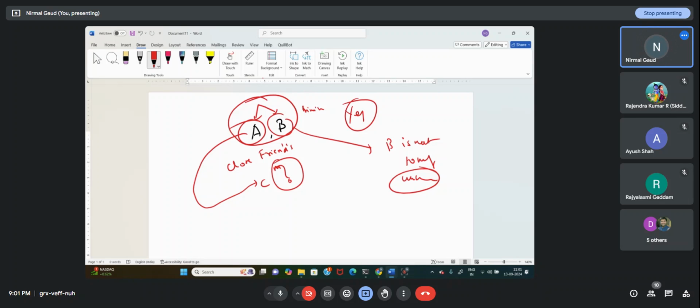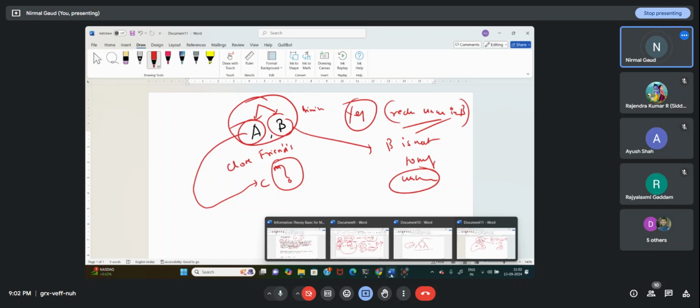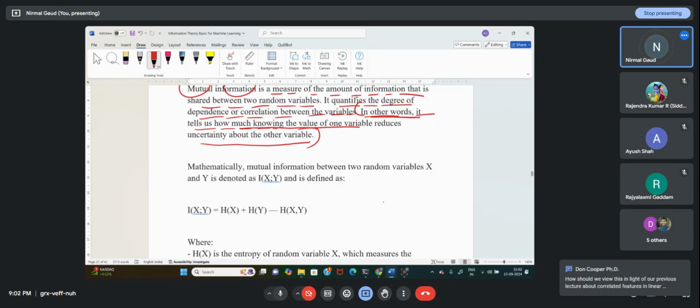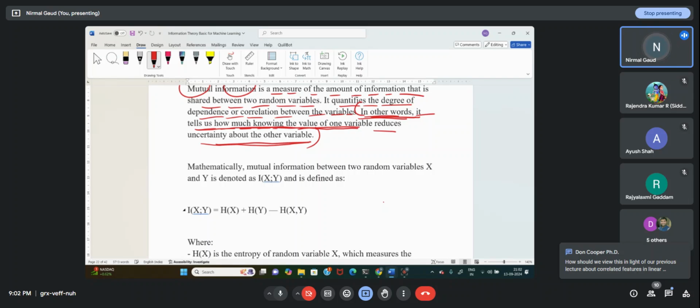So knowing A will reduce uncertainty in B. Why? Because I'm not totally blank about B. I know about A, so at least I can have some thought about B: what could this person be like? So this will reduce uncertainty in B somehow. To some extent, it will reduce. That's what mutual information is saying. Listen again: it tells us how much knowing the value of one variable reduces the uncertainty in another variable.